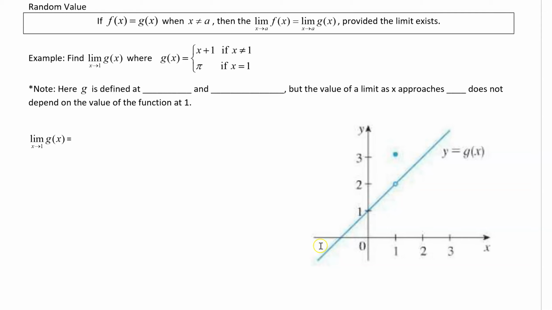So think about it this way. G of x is this blue one. So we have a line here that goes here, but at this value, it's open and the value is here at 3. So our g of x is defined at x equals 1 and x not equal to 1. But the value of the limit as x approaches 1 does not depend on the value of the function at 1. So think about it this way, how the property is saying.